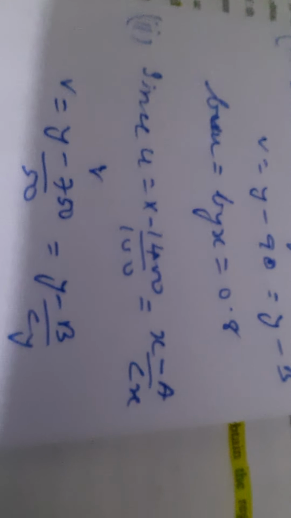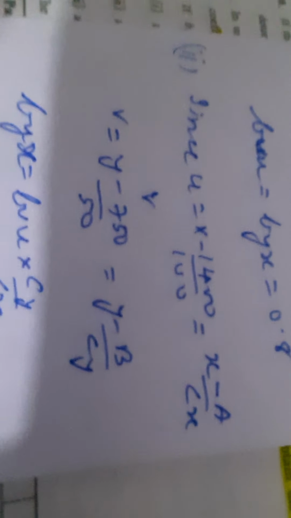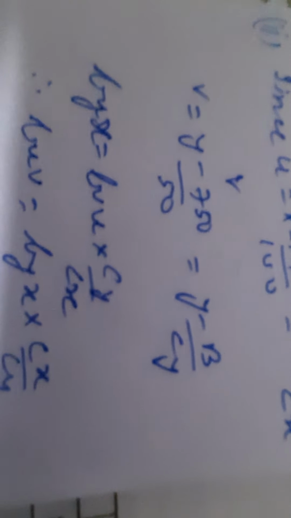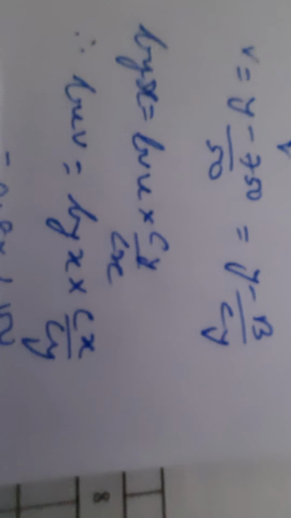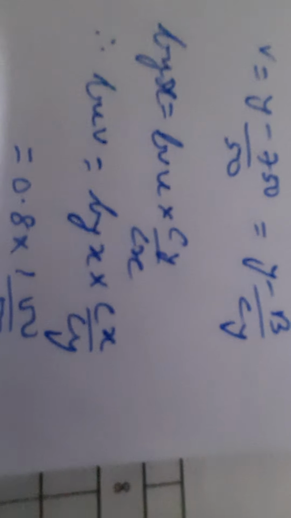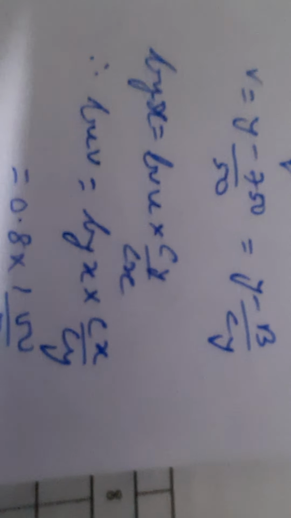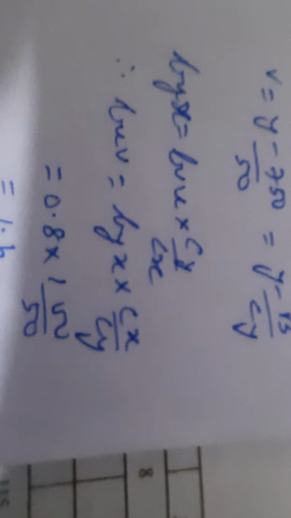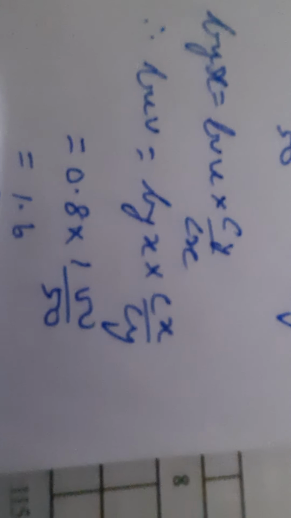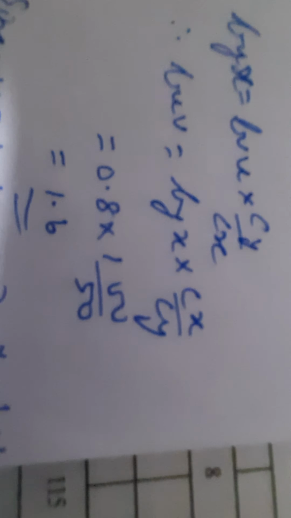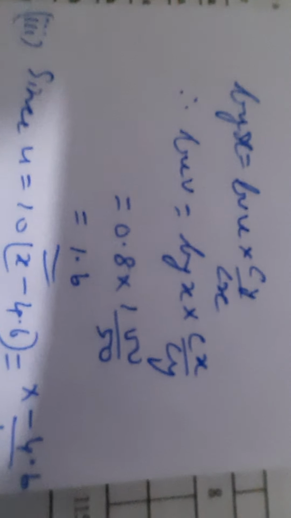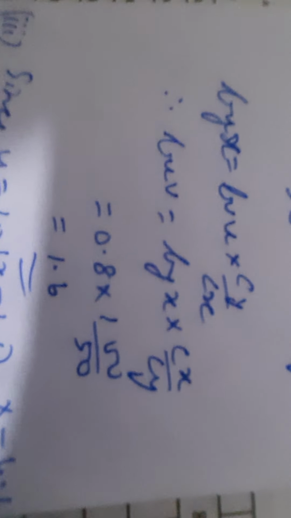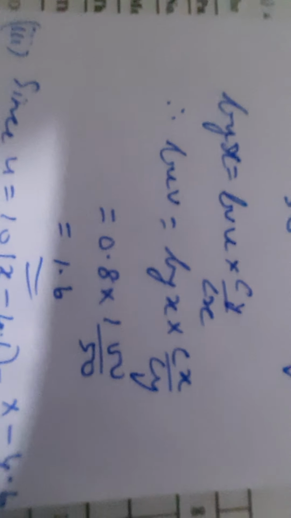V is equal to y minus 750 upon 50, and that is y minus b upon cy. So what you do, byx is equal to buv into cy upon cx. buv is equal to byx into cx upon cy, reciprocal. Okay, so please remember that portion well, and therefore we can do it as 0.8 into 100 upon 50, which is 1.6. Okay, so that is the point here. 1.6 is the answer of the second question.